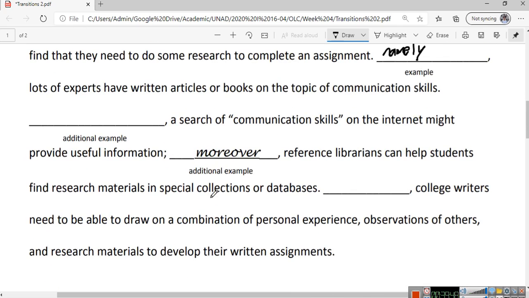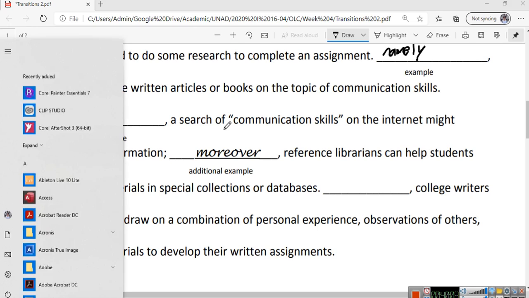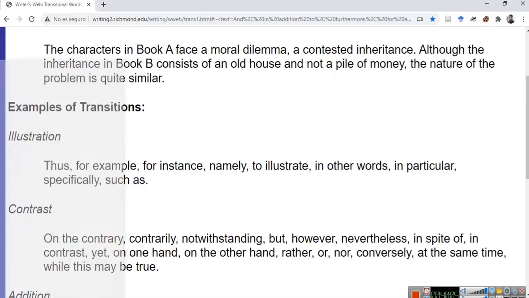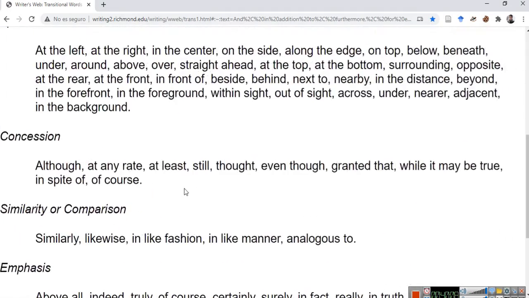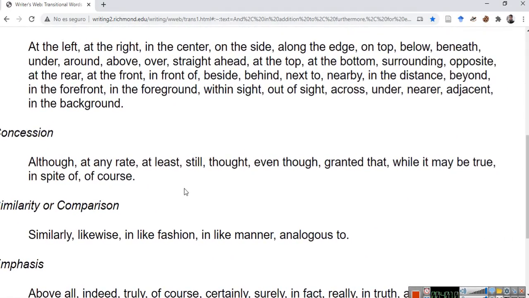Now we have two final ones. Let's start by reading this sentence. We know that we have to start with a new paragraph. So additional example, this is probably concession. For concession, we have although, at any rate, at least, still, though, even though, granted, while it may be true, in spite of, and of course.